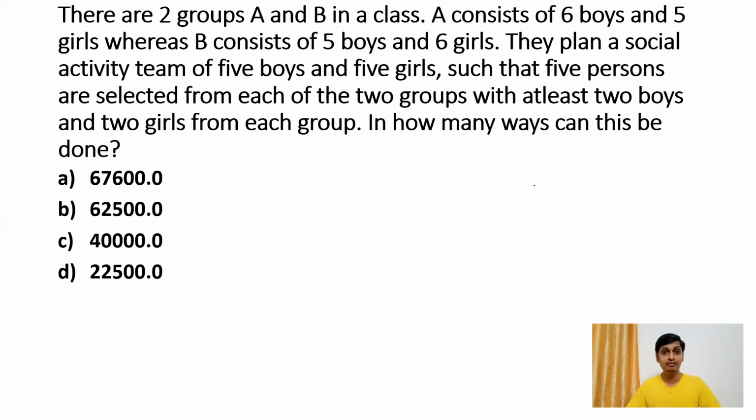See, you have a lot of information here. That means your process is very simple. So you have two groups, A and B, of the class. So we can write A and B. So in A, you have 6 boys and 5 girls. So 6 boys and 5 girls. And in B, you have 5 boys and 6 girls.